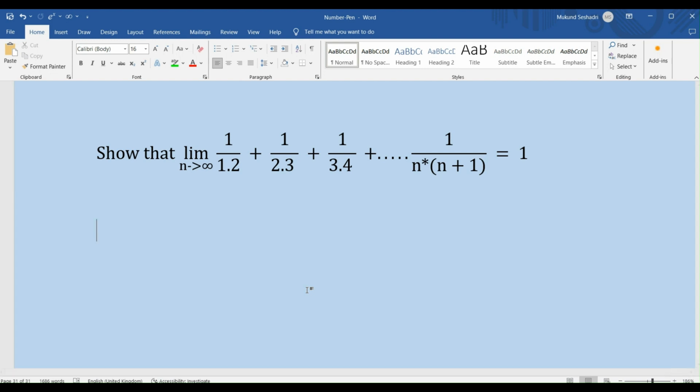Today we have a problem on finding the limit of a series, and we have the problem on our screen. Show that the limit as n tends to infinity of 1 divided by 1 into 2 plus 1 divided by 2 into 3 plus 1 divided by 3 into 4 and so on, with the nth term represented as 1 divided by n into n plus 1, is 1.